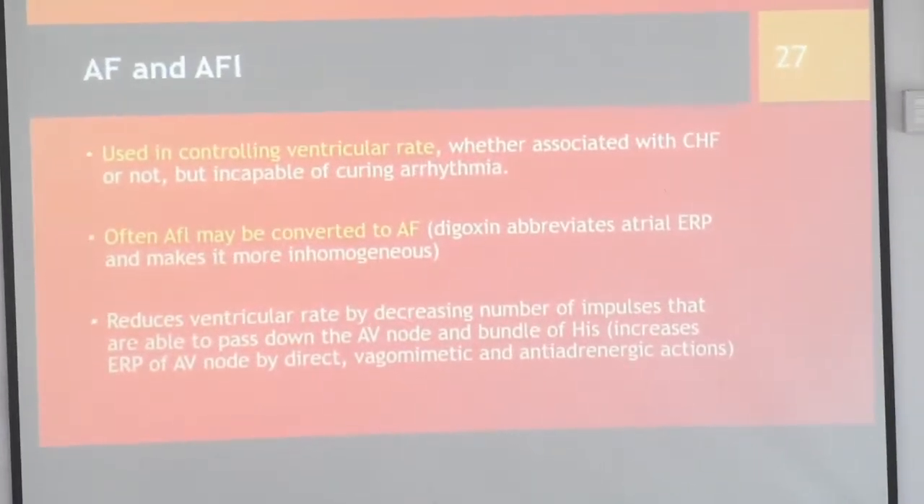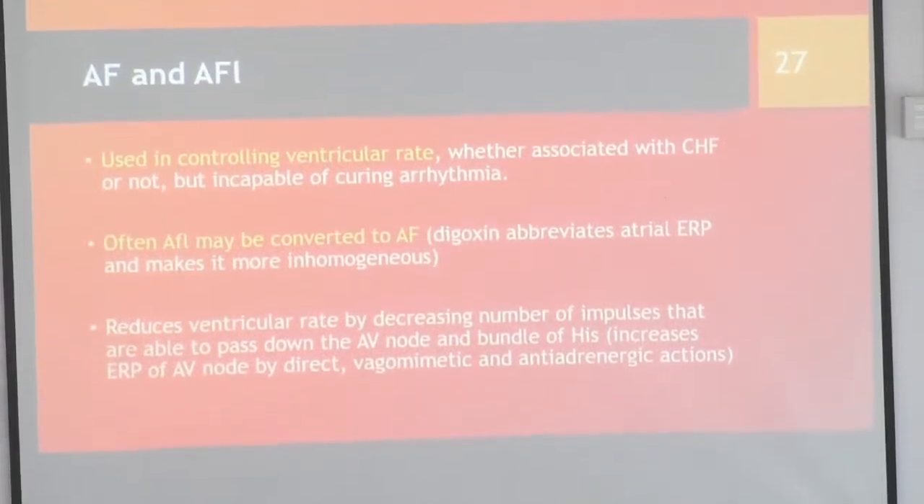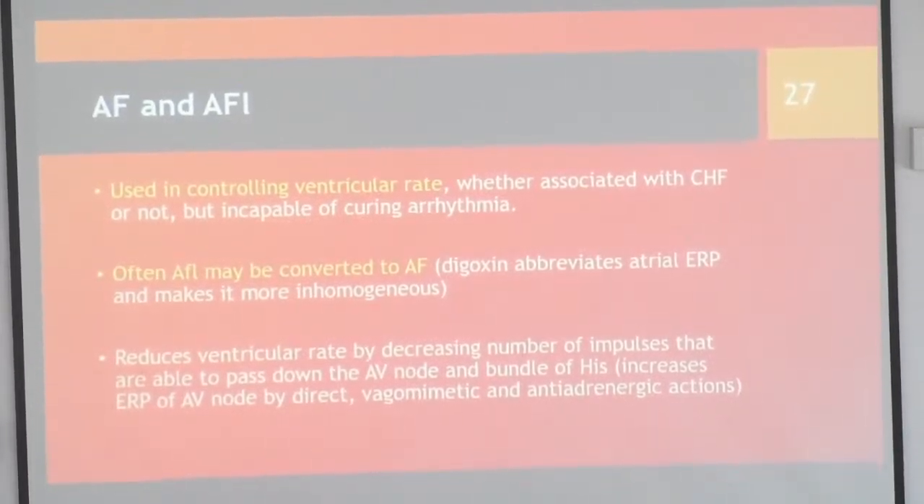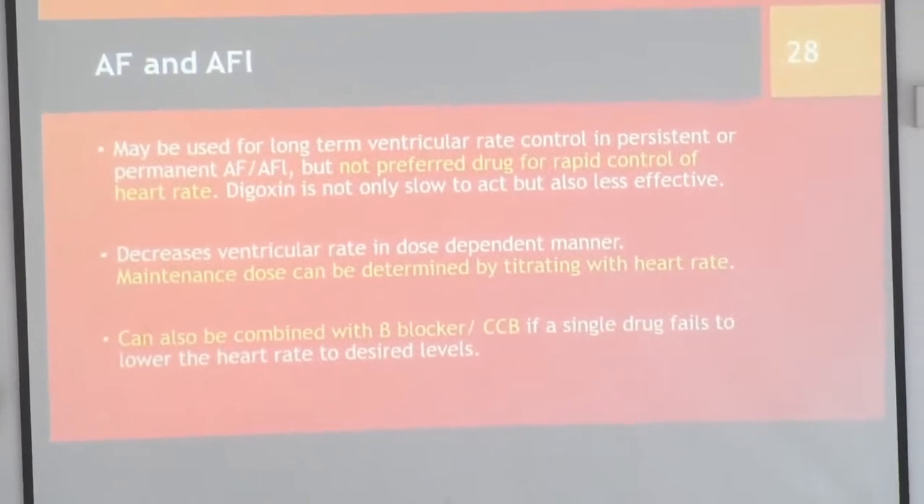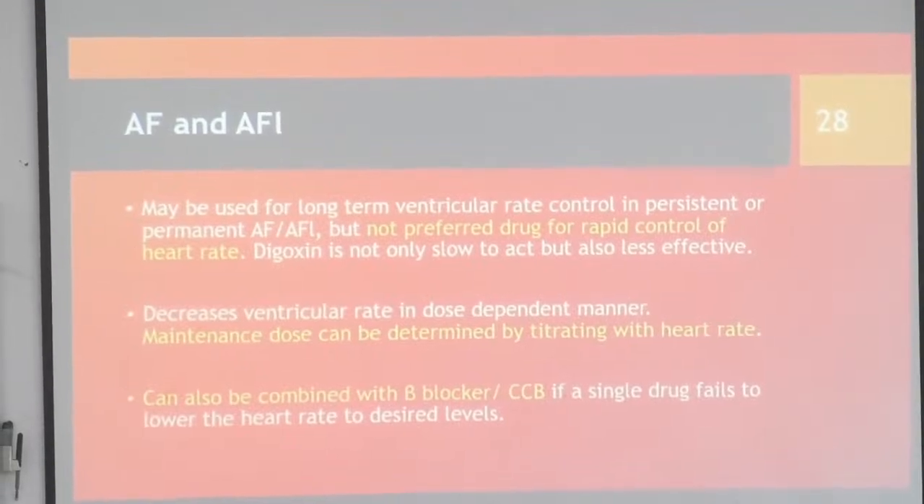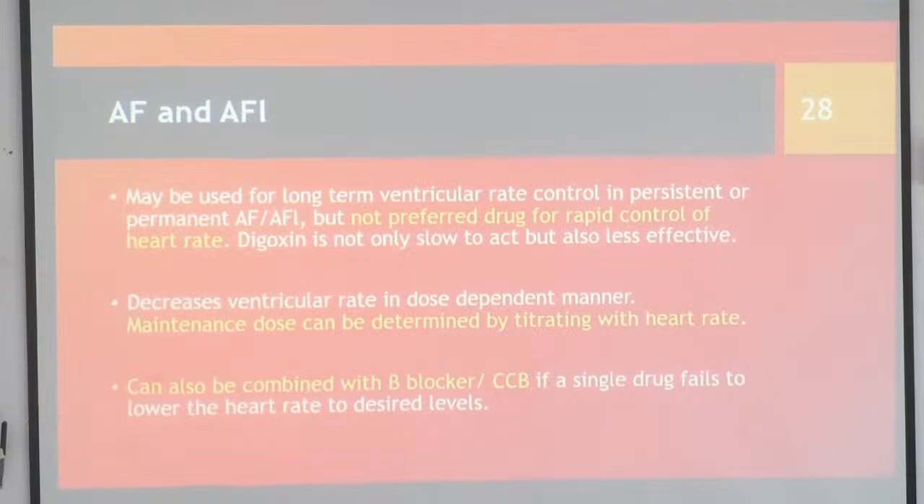They reduce ventricular rate by decreasing the number of impulses that are able to pass down the AV node and bundle of His, and thus they are decreasing the ventricular rate. They may be used for long-term ventricular rate control in persistent or permanent atrial flutter or fibrillation patients, but are not the preferred drug for rapid control of heart rate, because they act very slowly.